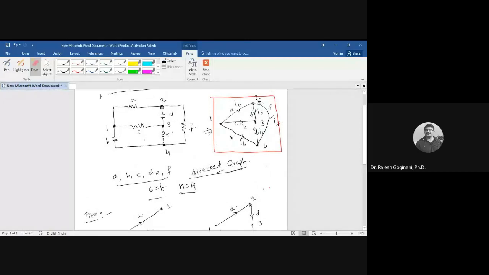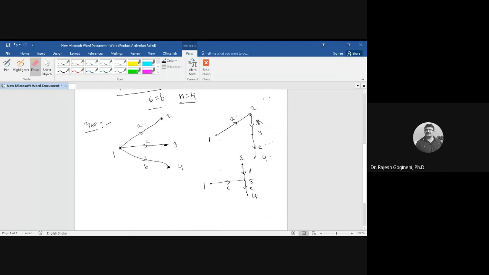Can we write this one, FBC? FBC. Is it a graph? Sorry, is it a tree? FBC.